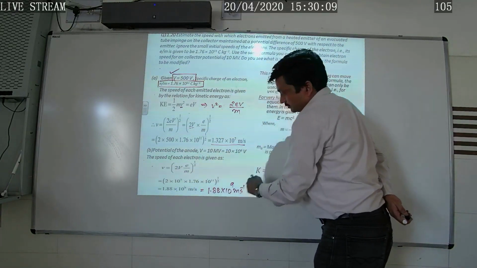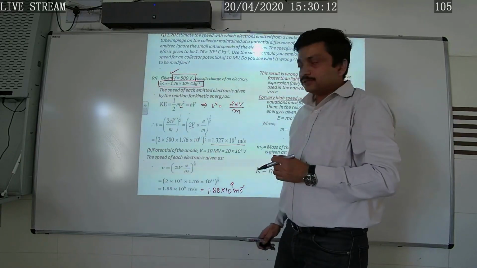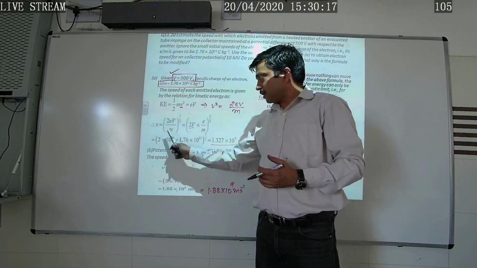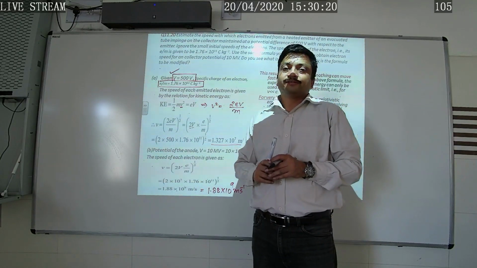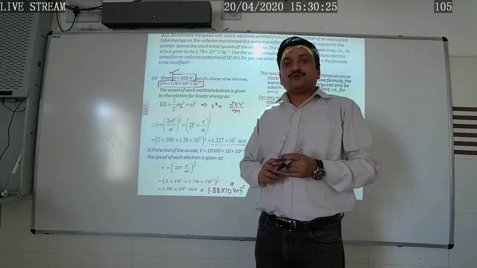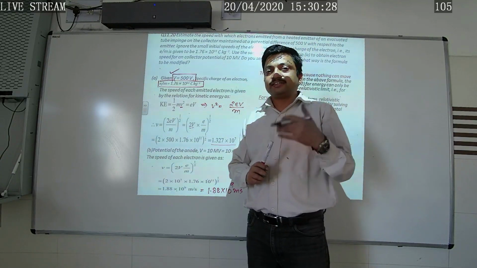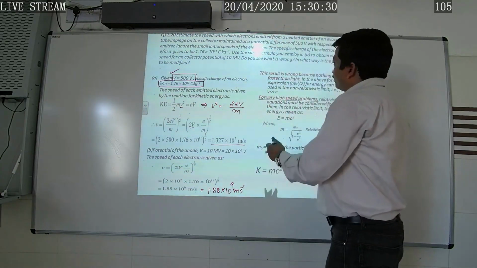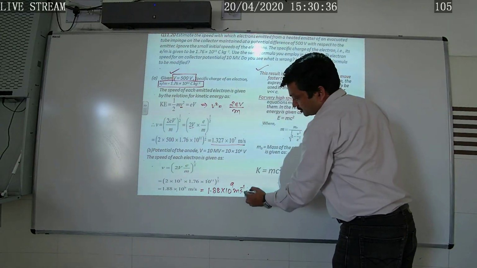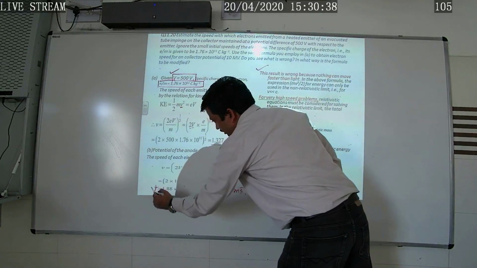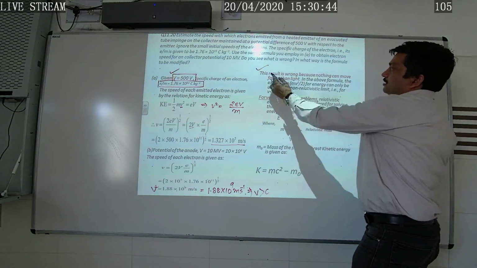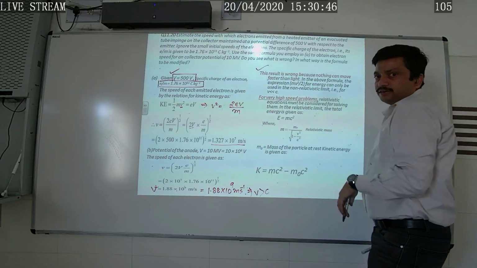Now this speed becomes greater than the speed of light, so for particles moving faster than the speed of light, these formulas cannot be applied here. Under that condition, Einstein's relativity theory came into existence and relativistic formulas will be used. So the result is wrong. Why? Because this speed is found to be greater than the speed of light, which is not possible, because nothing can move faster than light.